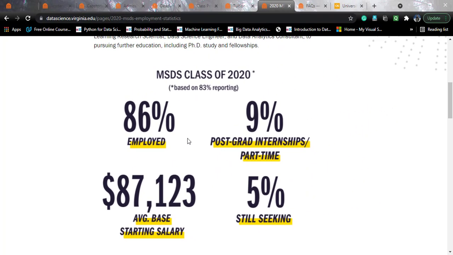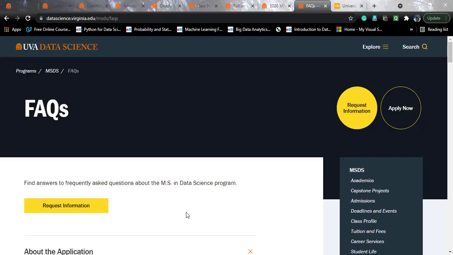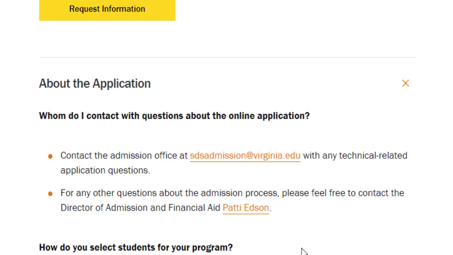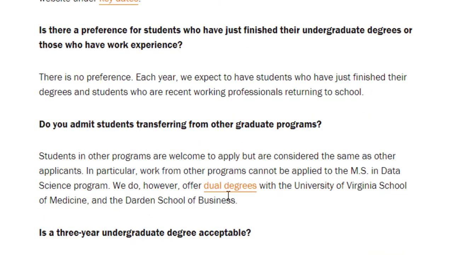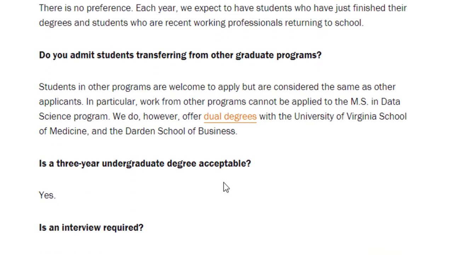Now, there were some questions and FAQs as well that I thought might be interesting for you to look at. So there is this question: is there any preference for students who have just finished their undergraduate degrees? There is no preference. They did write it here, but as you saw in the previous 3 years average class profile, our work experience was between 1 to 3 years. So there might be a possibility that you will have a high chance of getting admitted if you have prior work experience. And is a 3 year undergraduate degree acceptable? Yes, this is a big question. People do ask me a lot. I have a 3 year degree. Am I eligible for this course? But for this, yes, you are. For this particular course, you are eligible.